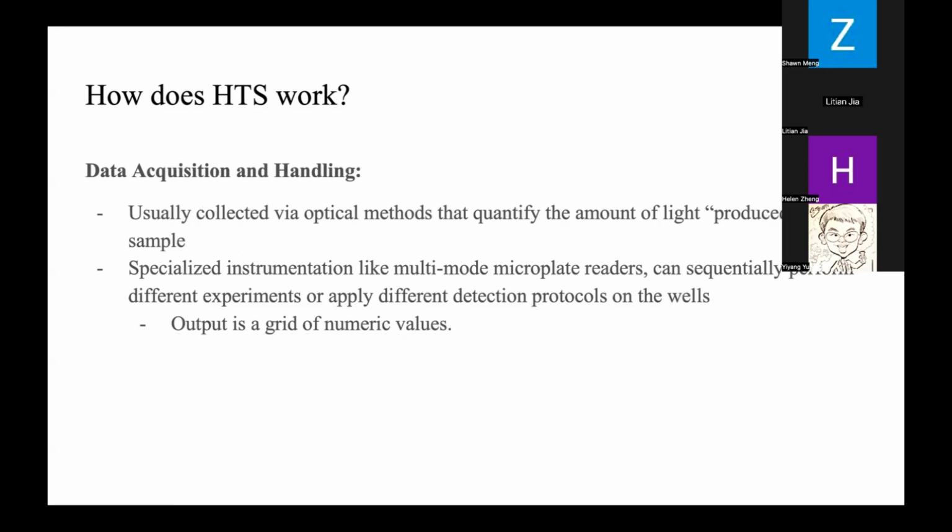And then last step, once you've finished all of that, you would have to acquire your data and analyze it. So data in HTS is usually collected via optical methods that quantify the amount of light produced by the sample. You could also, in certain special cases, have specialized instrumentation like the multi-mode microplate readers, which can sequentially perform different experiments or apply different detection protocols on the wells. And then for this specific instrument, the output would be a grid of numeric values.